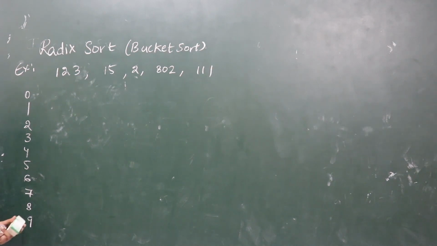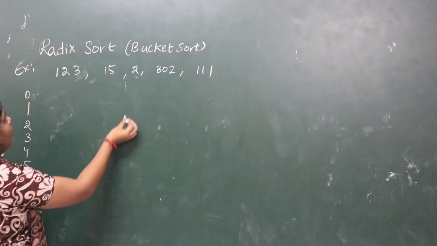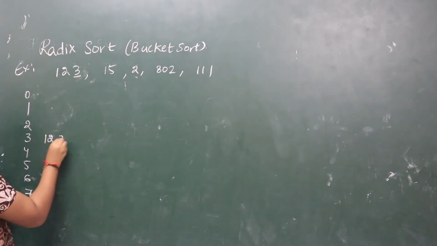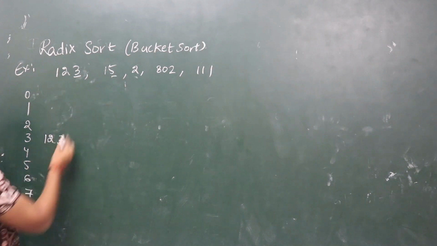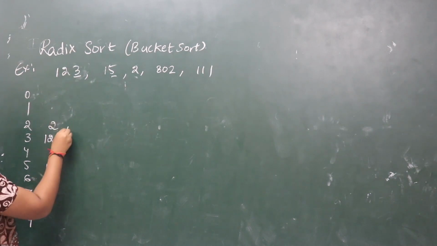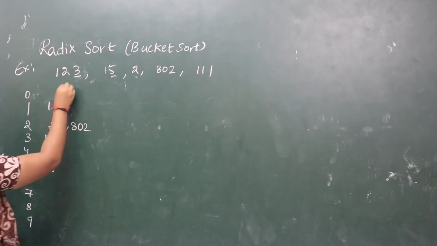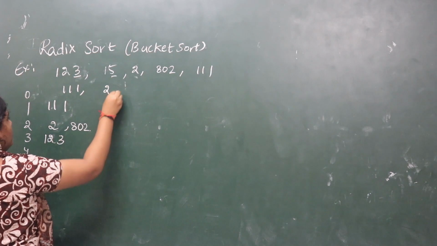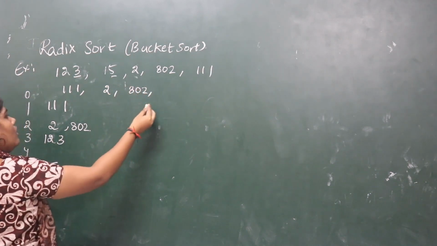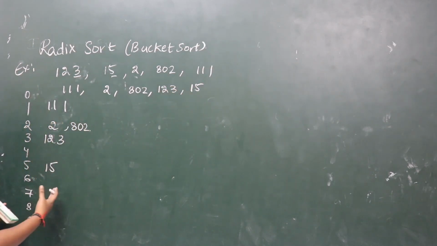And next we will remove them in ascending order. How it takes place, we will just check with the ones place. So we will insert here 123, 15, 2, 802 and 111. And when we write this using the ones place, that is, when we sort using the ones place, the array we get is 111, 2, 802, 123 and 15. Using the ones place, we got the sorted order.